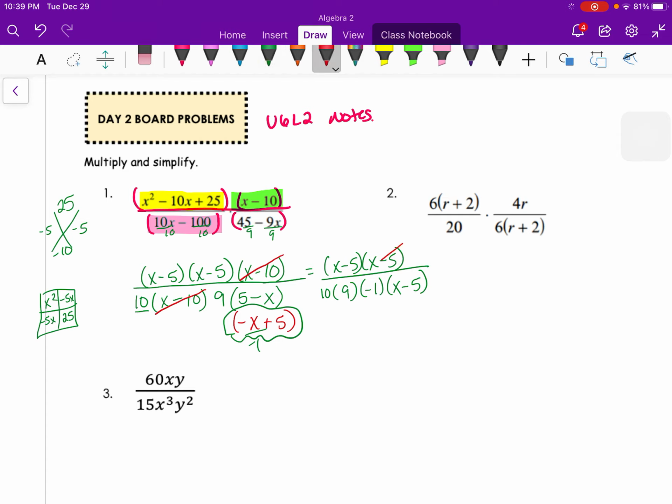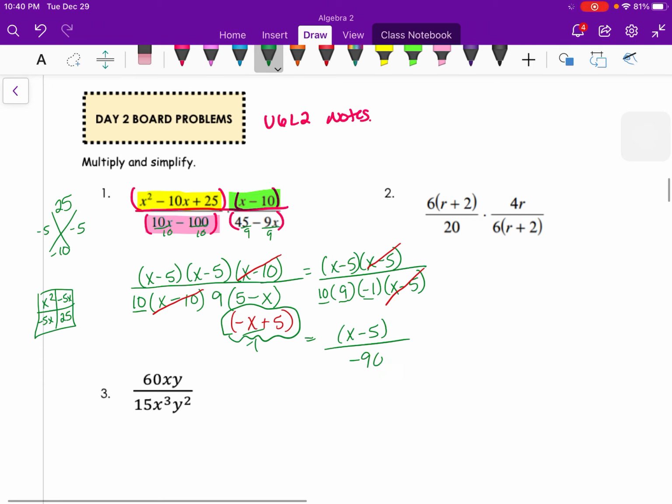Now I can simplify an x minus 5 with this x minus 5. So then on top, I'm left with just one x minus 5, which I don't need the parentheses anymore. And then on bottom, I'm left with a 10 times a 9 times a negative 1, so negative 90. And then that is as far as it simplifies.